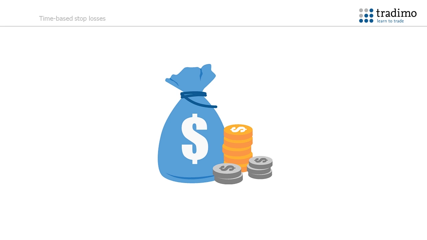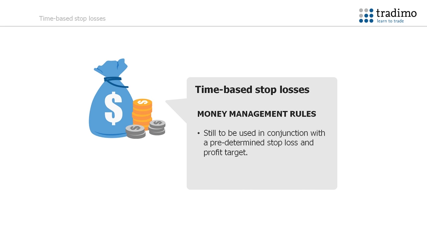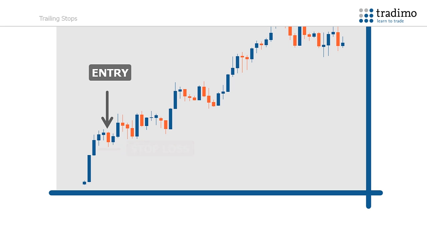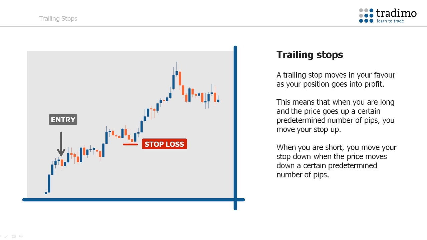It is important to note that money management rules still apply, and that time-based stop losses are to be used in conjunction with a predetermined stop loss and profit target. Trailing stops are stop losses that move in your favor when a trade goes into profit. This means that when you are long and the price goes up a certain number of pips, you move your stop up. When you are short, you move your stop down when the price moves down a certain number of pips. The advantage of a trailing stop is that the risk on the trade starts being reduced immediately, and once the trade goes into profit, the trailing stop will then lock in any profit.